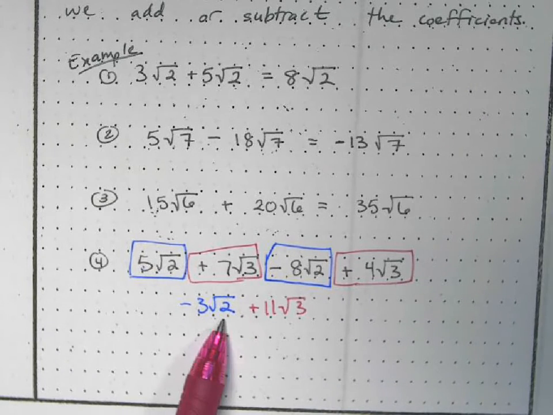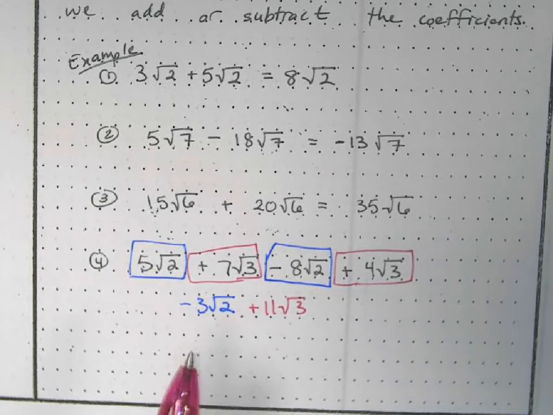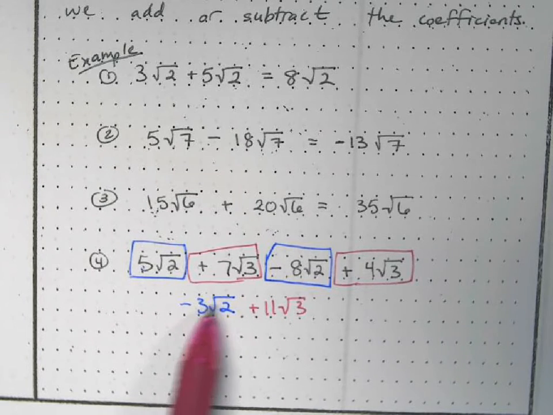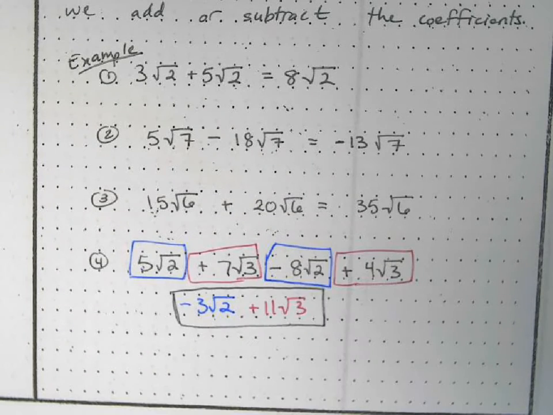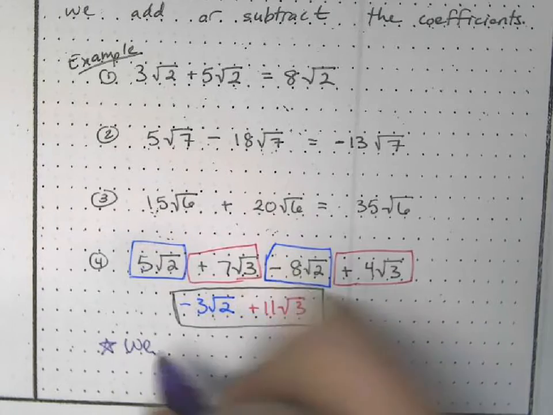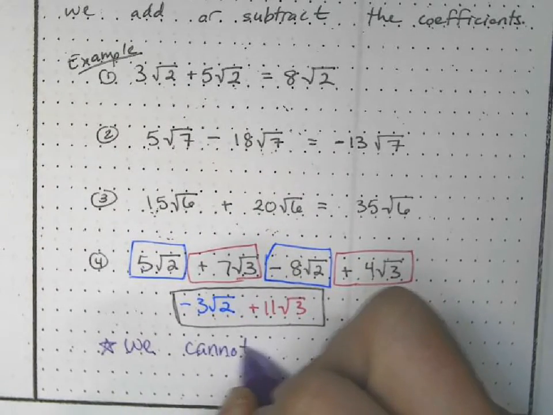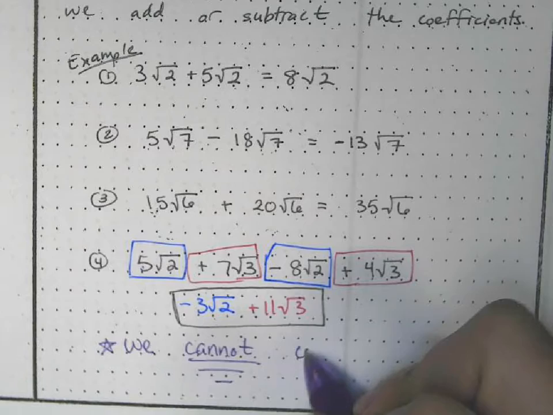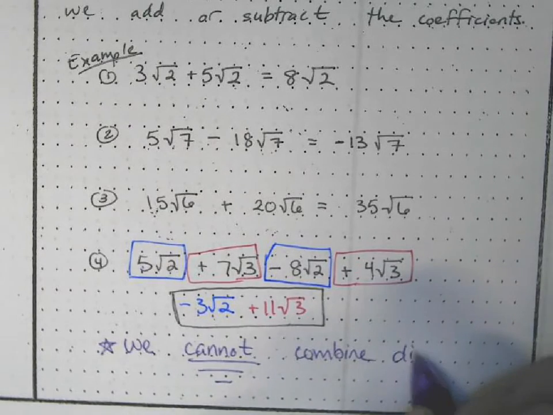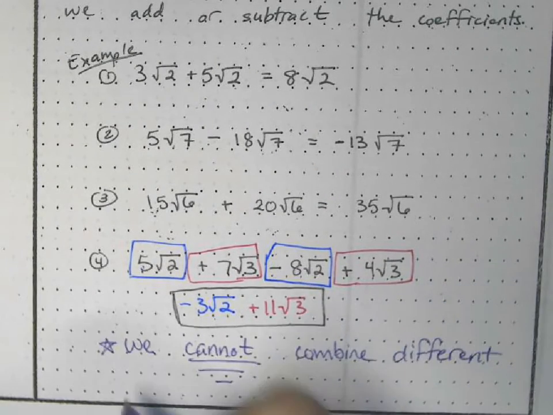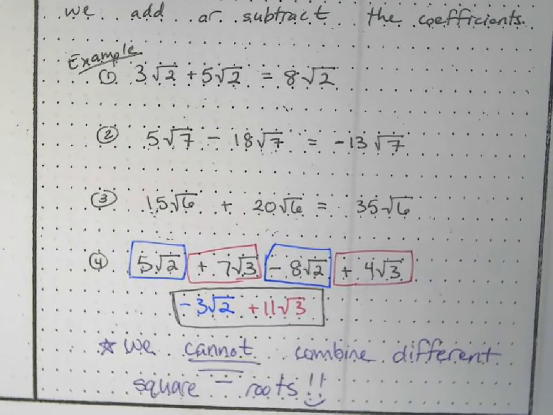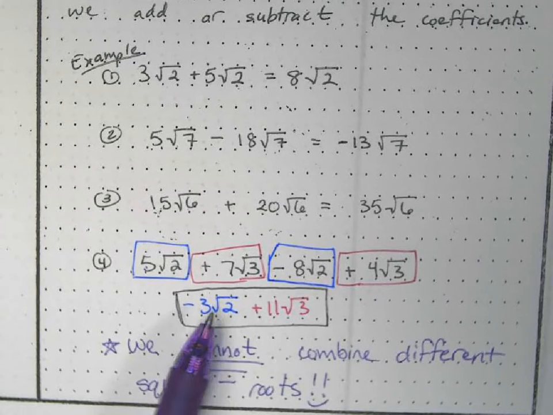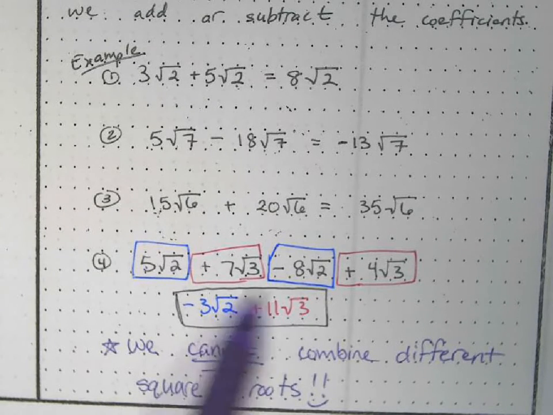Can I combine these two? I cannot. These are different square roots. So I cannot combine this. So this is my final answer. So make sure we keep that straight. We cannot combine different square roots. So this is my final answer because that's the square root of 2, that's the square root of 3, so I got to keep them separate.